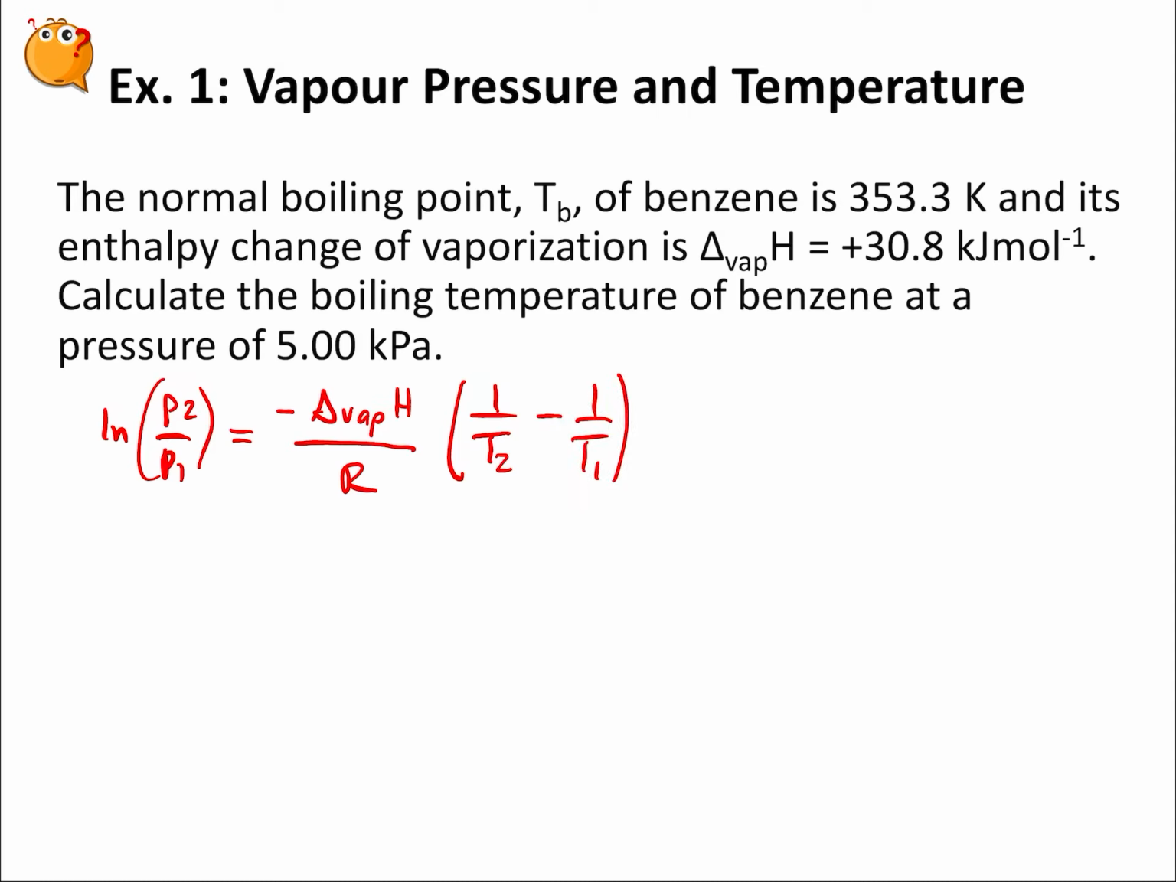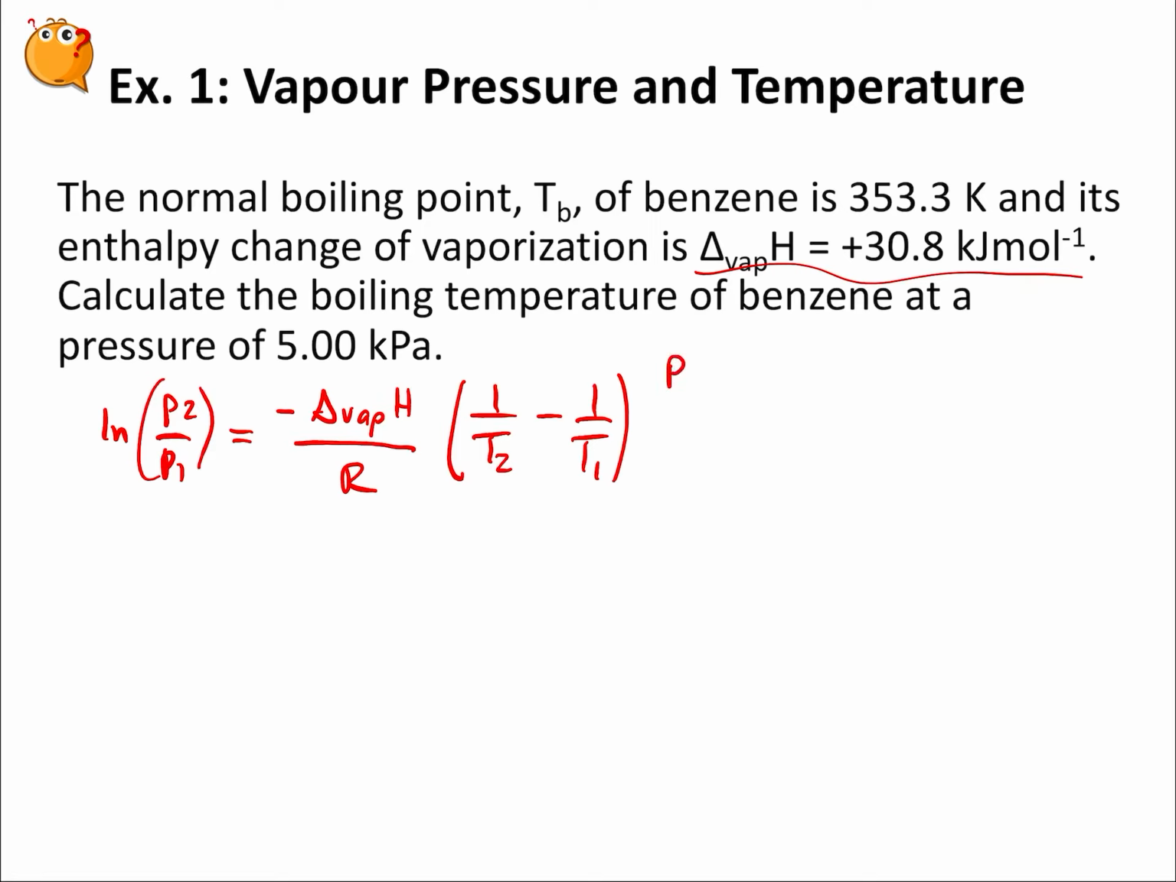And what this does, of course, is it relates the vapor pressure at a certain temperature with its vapor pressure at a different temperature for some liquid. And in order to do this, we need to know what the heat of vaporization is, or the enthalpy of vaporization, which is given there. So the first thing we want to do is identify what P1, P2, T1, and T2 are, all of our variables here.